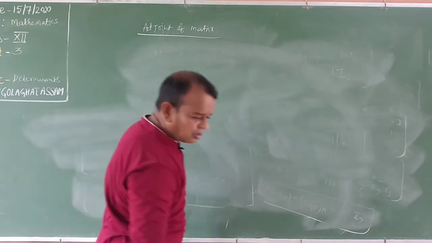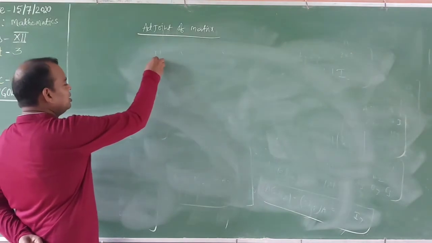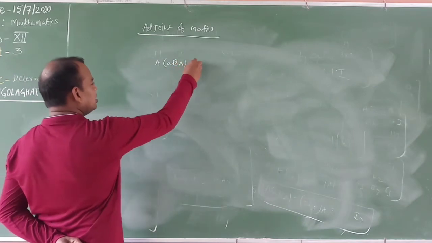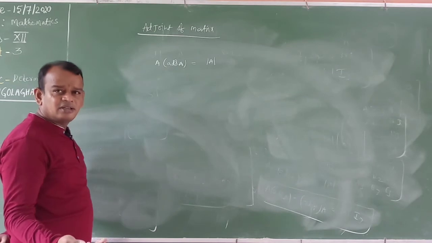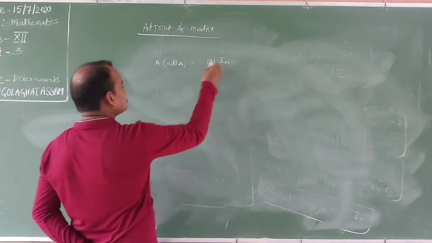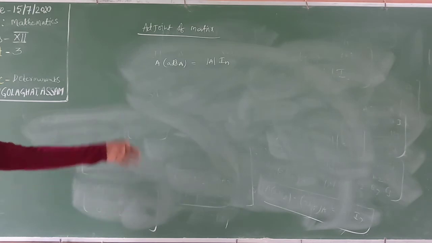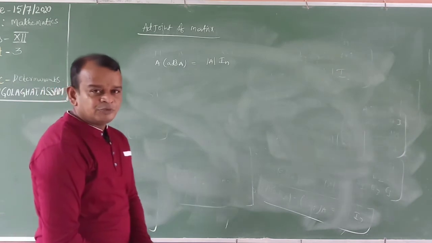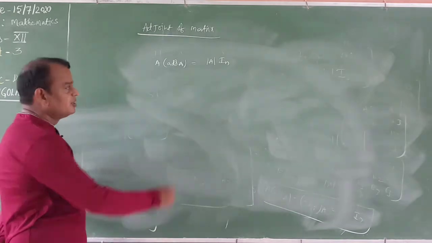How? Just observe, you know the formula. What is the formula of that one? A into adjoint of A equals det A into the identity matrix: for a 3 by 3 matrix I3, for a 4 by 4 matrix I4, whatever it may be. Now we will take the n by n matrix. A is a square matrix of order n by n, then A into adjoint of A is equal to det A into In. Now you can find the determinant. What is the determinant of the adjoint of A? Now you can take the determinant on both sides.